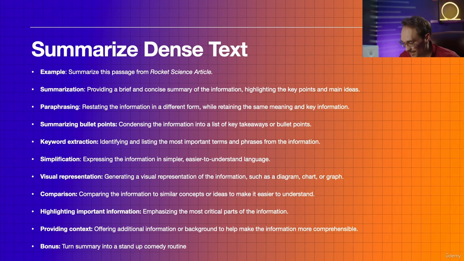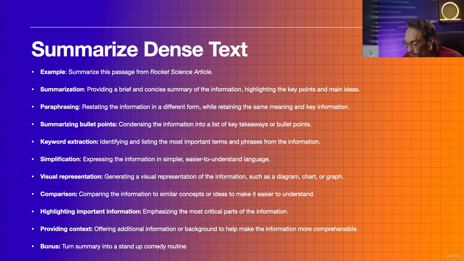Summarizing dense text. So we're going to use an example of an article about rocket science and show you how you can summarize a big piece of information. You can paraphrase it, you can summarize it into bullet points, you can extract keywords, you can simplify it, you can make it easier to see visually, find comparisons, highlight important parts, and so much more. So let's jump right into ChatGPT.